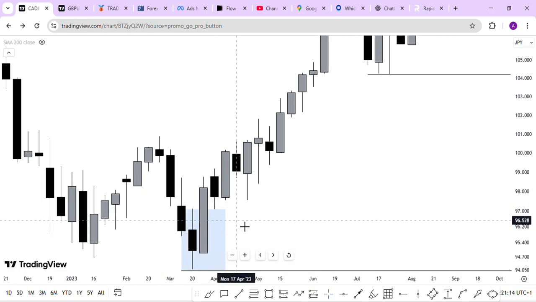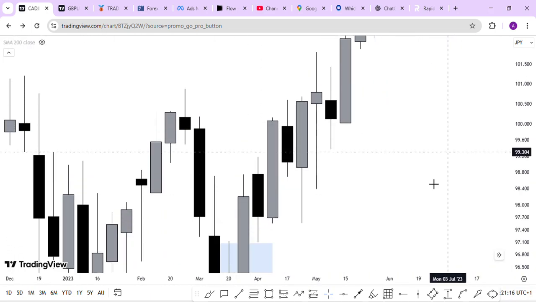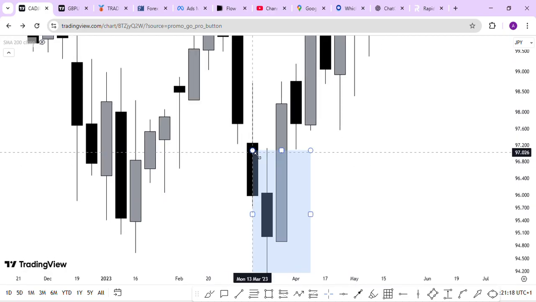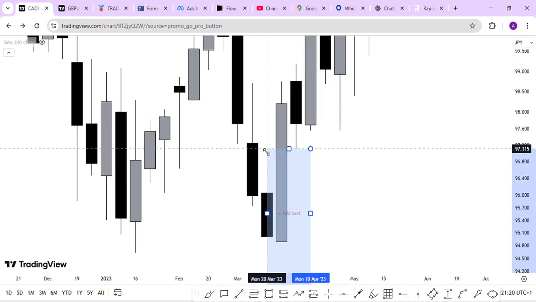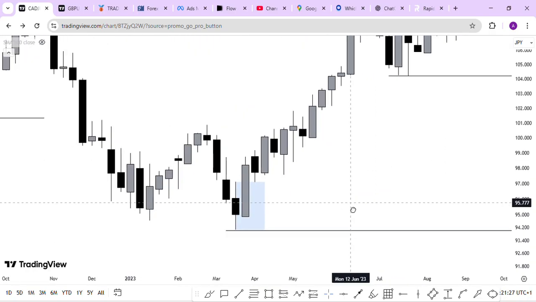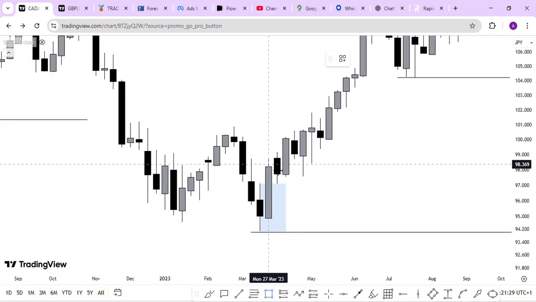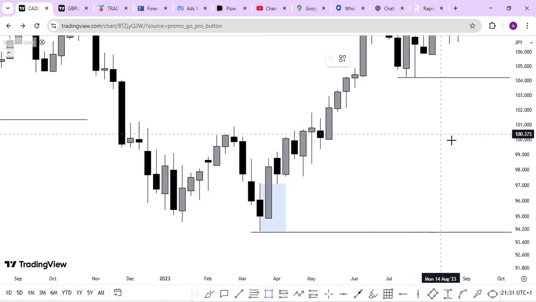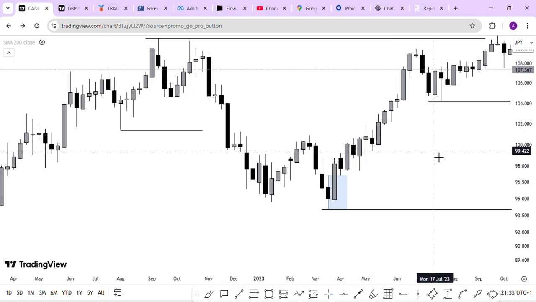So as you can see, it has been mitigated. If I put it up there, you can see this candle has been mitigated already. So it means that this is not going to work. Then we go to another one. All this has been mitigated. All this has been mitigated.